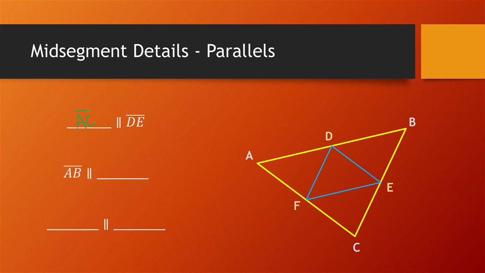AB is this top side of my triangle, so it's parallel to the midsegment that's connecting that left and right side, FE. And then this last one gives me a blank. So we need to find out which side of the triangle we have not used. I used the top one, AB, in that second example, and this left one, AC, in that first example. So this must be talking about BC, and BC is going to be parallel to the midsegment DF.